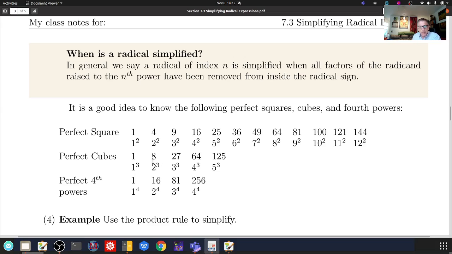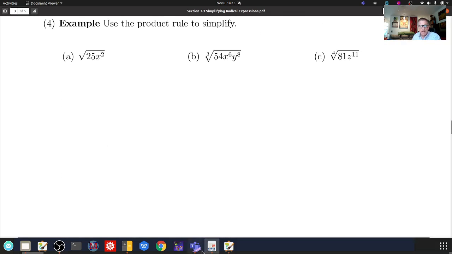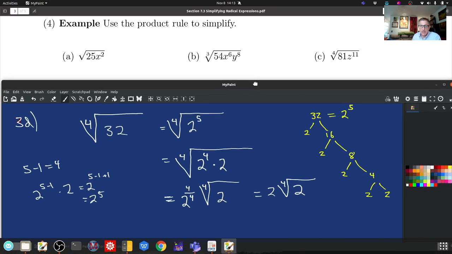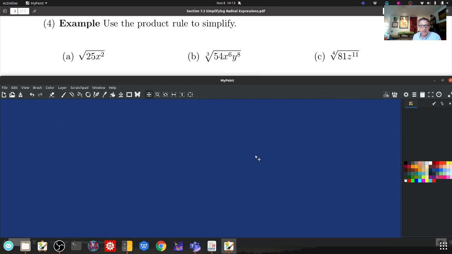Perfect cubes: 1, 8, 27, 64, 125, and perfect fourth powers. So the fourth power of 4 is 256. The fourth power of 3 is 81. The fourth root of 256 is 4. The fourth root of 81 is 3. The fourth root of 16 is 2, and the fourth root of 1 is 1. So we're going to use that information to simplify. Again, the only real game we have in town is the product rule.